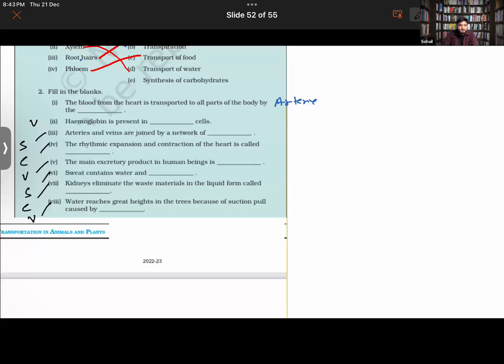Vaiga. The main excretory product in human beings is urea. Urea. Good. Next. Sir, it's salts. That is salt. Yeah. Next. Sir, kidneys eliminate the waste materials in the liquid form called urea. I mean, urine. Urine. Yeah. Okay. Last question. Vaiga. Water reaches great heights in the trees because of the suction pull caused by transpiration. Transpiration. That is correct.